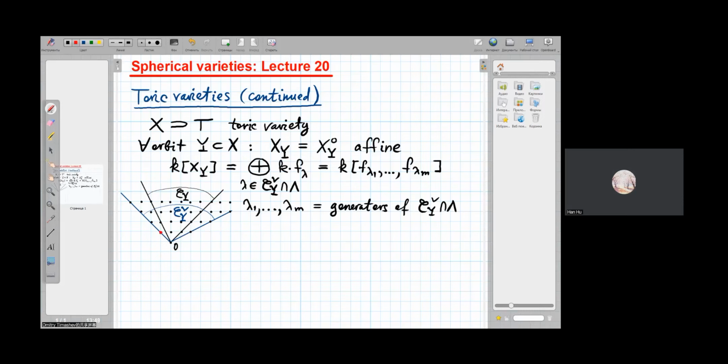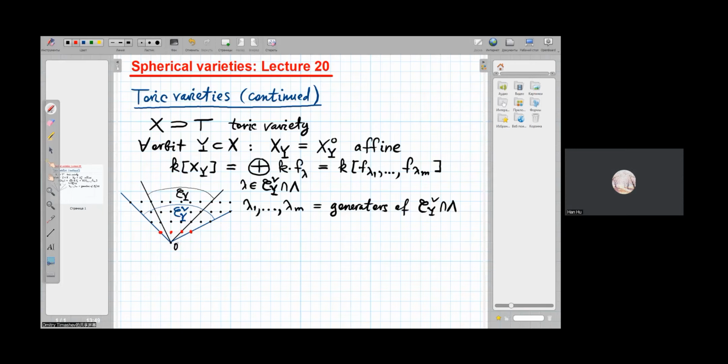So this one and this one. They generate the cone, but they do not generate the semigroup. To get the full set of generators of the semigroup, you have to add this vector and this vector. So these four vectors already generate the semigroup of lattice vectors in the dual cone.